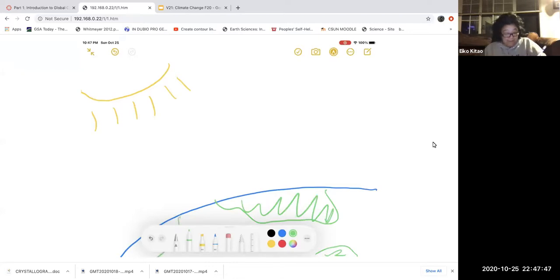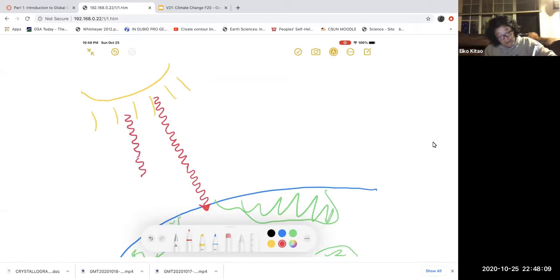Okay, ready? So what happens is initially, solar radiation will come in as shortwave, meaning that there's a shorter distance between two crests or two troughs. Okay, and it comes in and hits the Earth, and the Earth absorbs that heat, right? Let me draw another one really quick. There we go. And it's absorbed by the Earth.